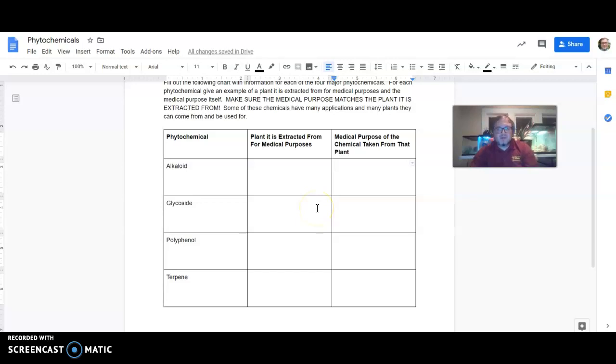It's pretty straightforward. And again, you only need to fill out these blanks here. If you have trouble figuring out a plant that it would be extracted from, again, look at the slideshow to give you an idea for what types of plants you want to be looking for. It should help you on that front.